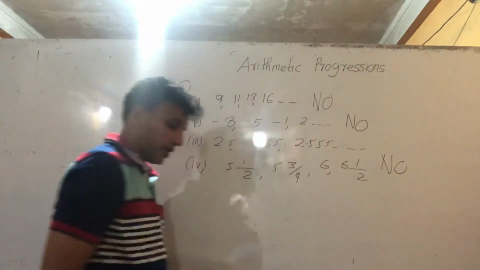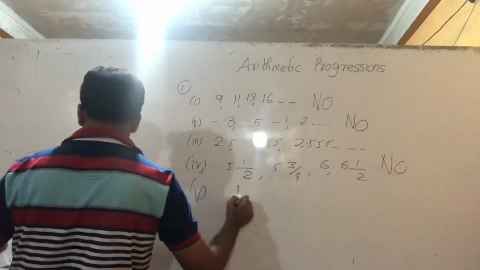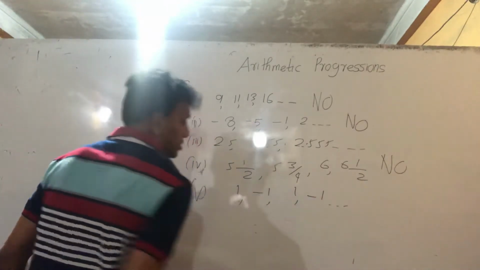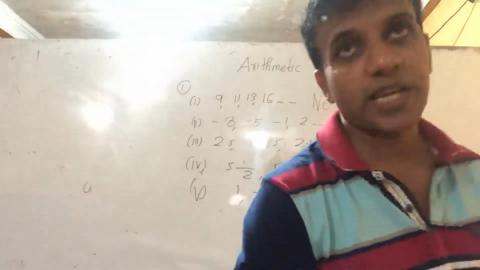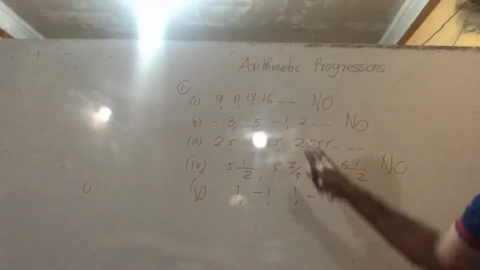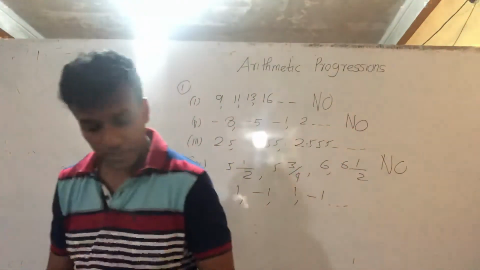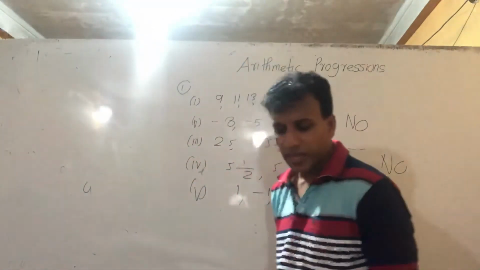Therefore, it is not an arithmetic series. That is no, right? And the fifth one: 1, comma, minus 1, comma, 1, comma. What about this one? It is a different series. One oscillates; we call it oscillation: 1, minus 1, 1, minus 1. So it is not in our syllabus, not an arithmetic series, right? That's no.